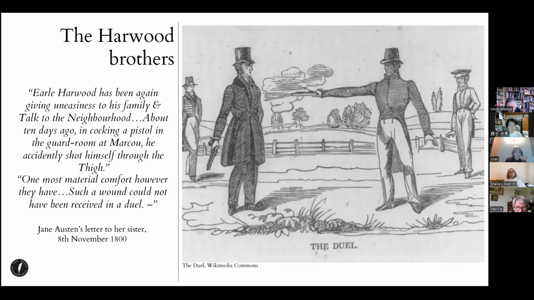Jane says this with some relief. Duels were not illegal, but they were on the brink of decline through a change in public opinion. And in Sense and Sensibility, Colonel Brandon alludes to a duel with Willoughby. So Jane knows firsthand that duels were a heady mix of honour and scandal.